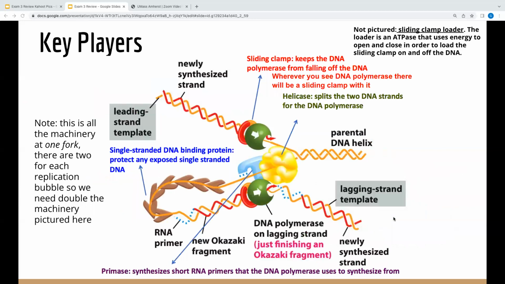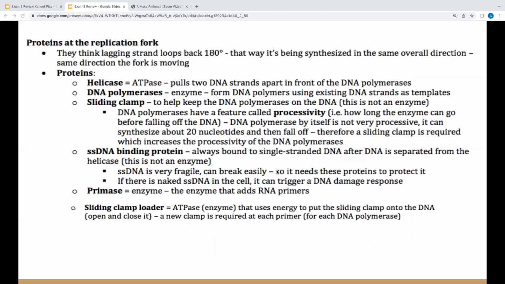All right, this just shows that again in more detail. The single-stranded DNA binding protein is just a protein that protects any exposed single-stranded DNA after the helicase has unwound it, just to prevent DNA damage.